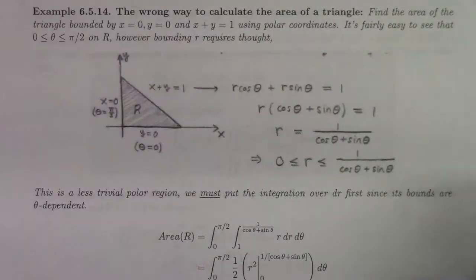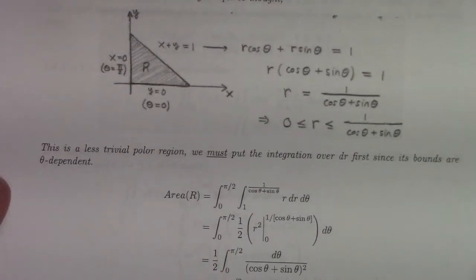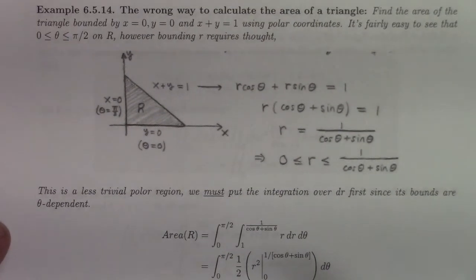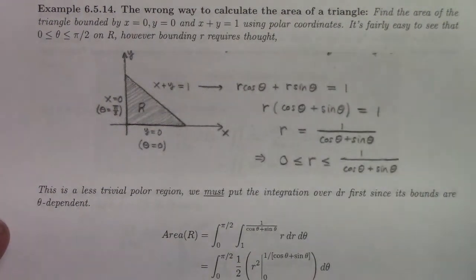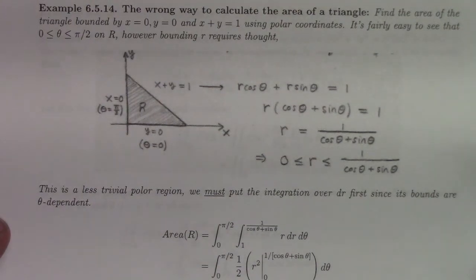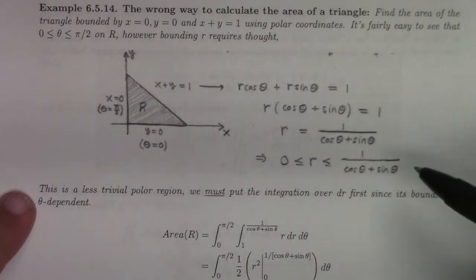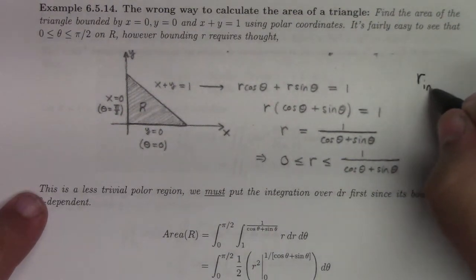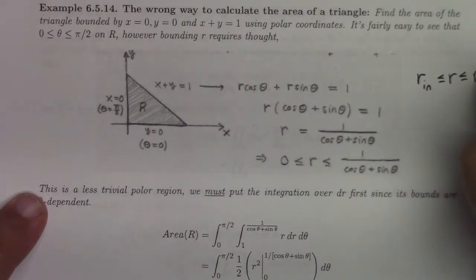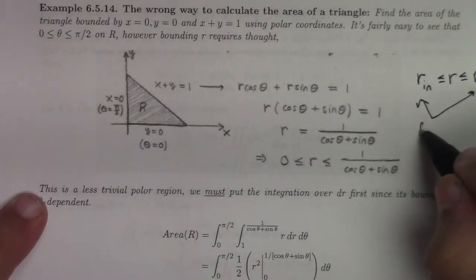All right. This example is just me messing around, but the point of this is you could calculate the area of a triangle using polar coordinates. So this also introduces maybe our first example where the r integral is set up with r in less than or equal to r less than or equal to r out. So more generally, these bounds can be functions of theta.